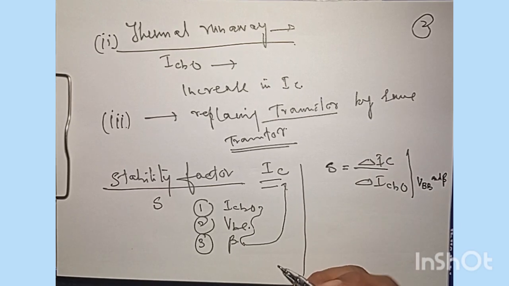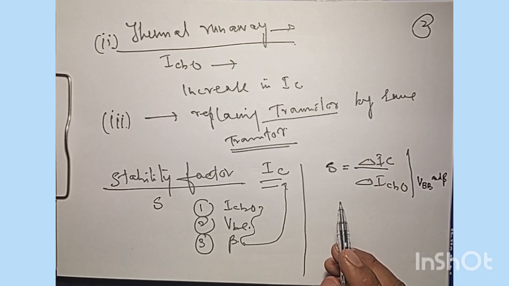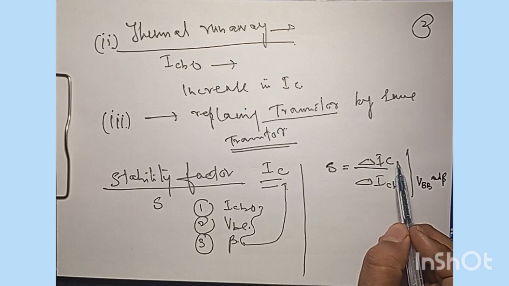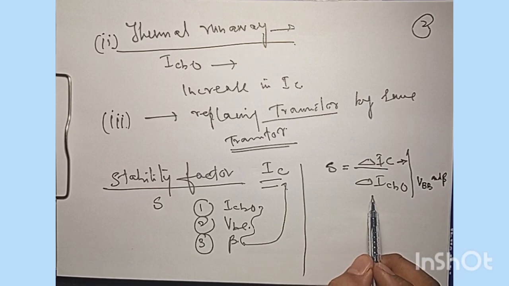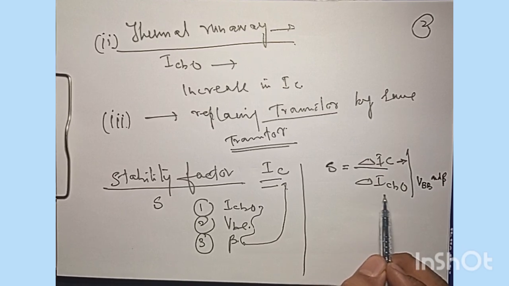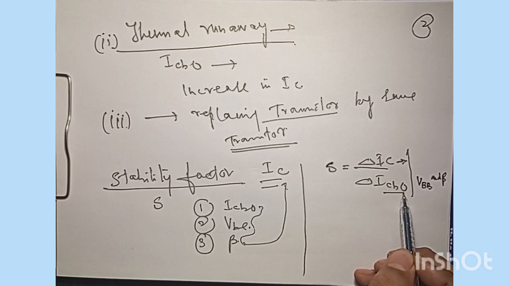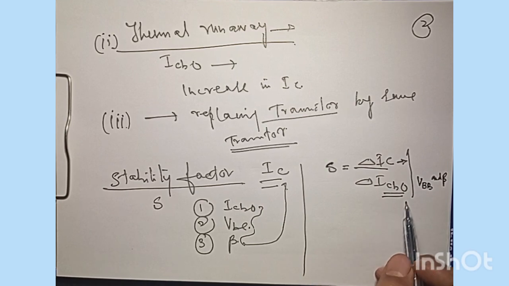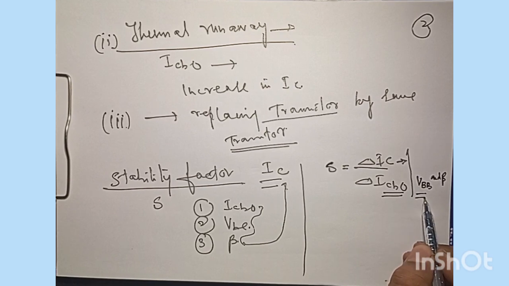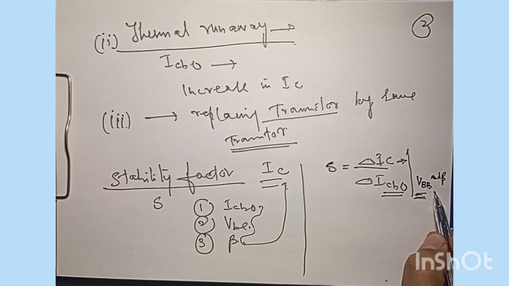So we can say that this stability factor is the rate of change of collector current with respect to the collector leakage current, ICBO. And it may have different symbolic presentations in different books. So at constant what? At constant VBB, and if VBB is constant, that means the base current is constant, and beta.